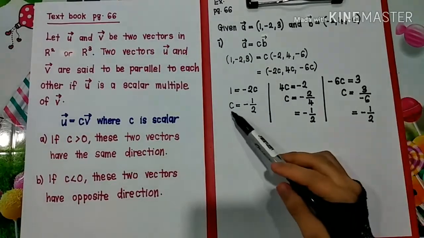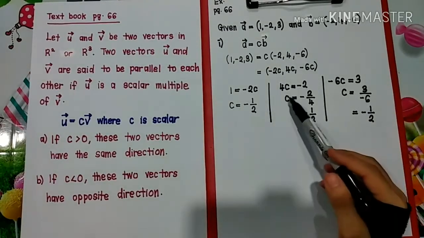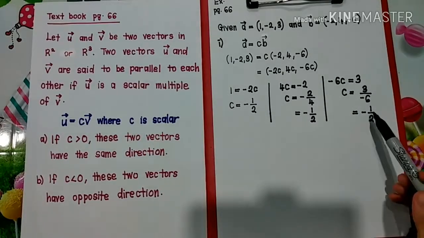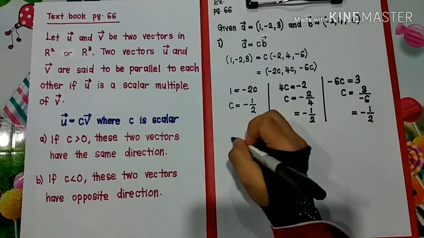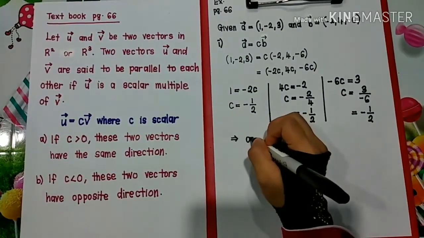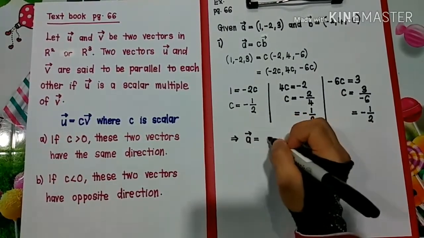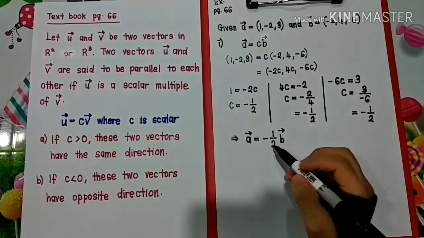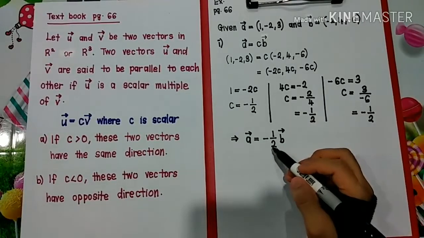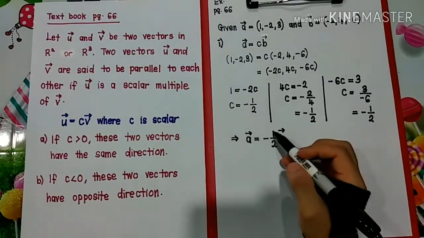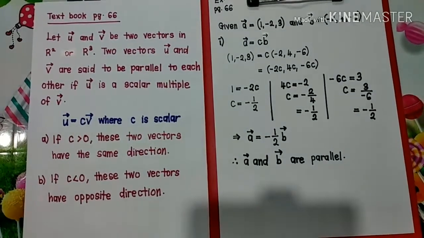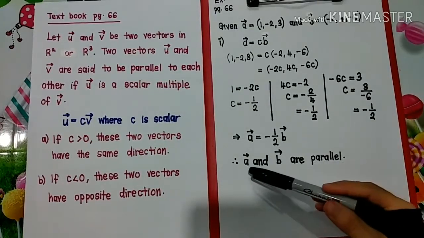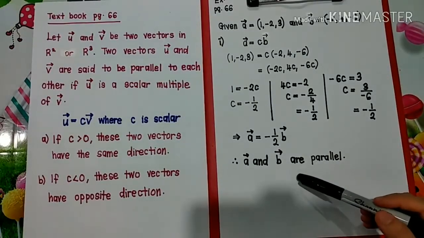You can see here that all the values of c are equal: negative half, negative half, negative half. This means that a is actually a scalar multiple of b, because we can find such c so that we can write it in this form. So from this, we can conclude that vectors a and b are parallel.